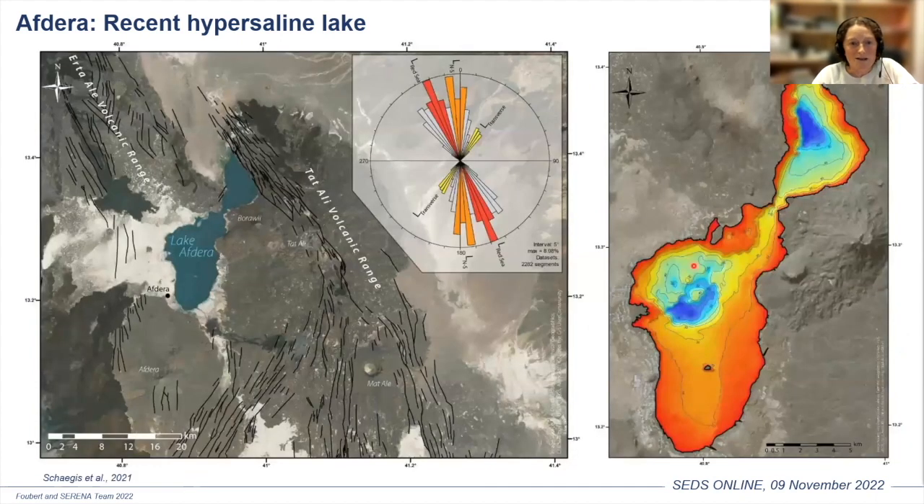So we have been looking at this multibeam bathymetry, and we could see that Lake Afdera is more than 70 meters deep, lying at 195 meters below sea level if you also take the surface elevation. And with that, it's the deepest part of the Danakil Depression. The reason why it's so deep there is probably the fact that it's part of an incipient transform fault zone, where we see that two volcanic ranges are connected with each other. You see here the Alayta volcanic range and the Erta Ale volcanic range.